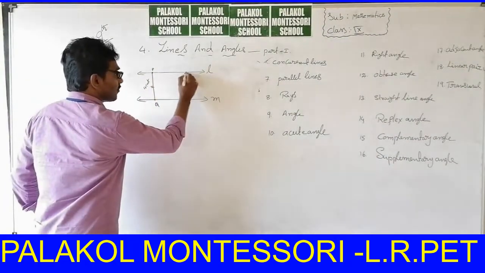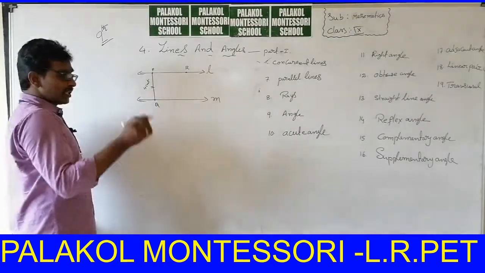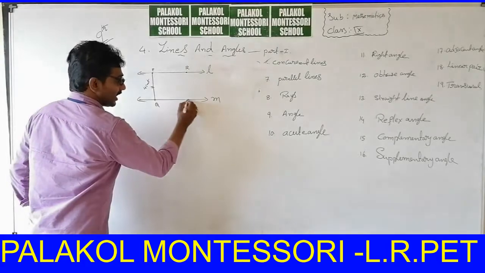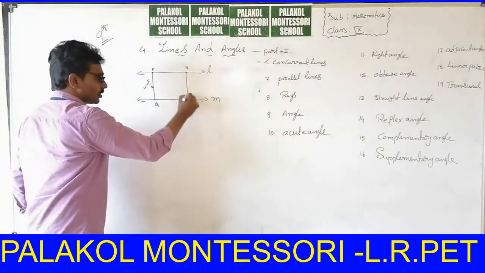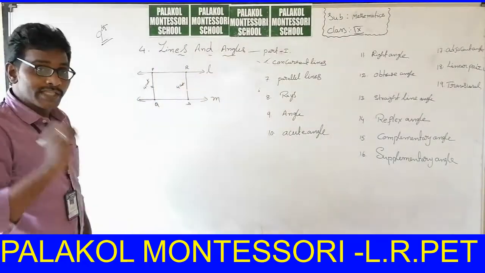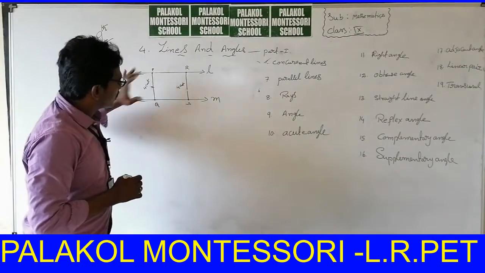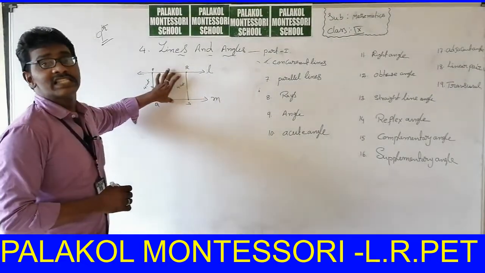Again, I have selected one more point on the L line, that is equal to R. Another point selected on the M line, that is equal to S. Join this one. This is also 4 centimeters. What do you know from that? Please observe this one. The distance between these two lines is the same.